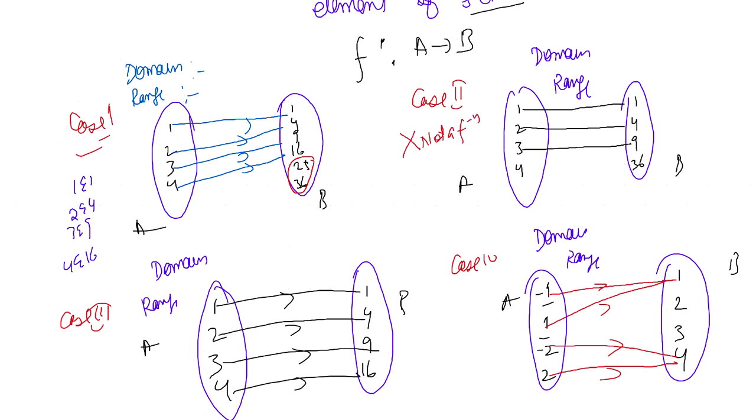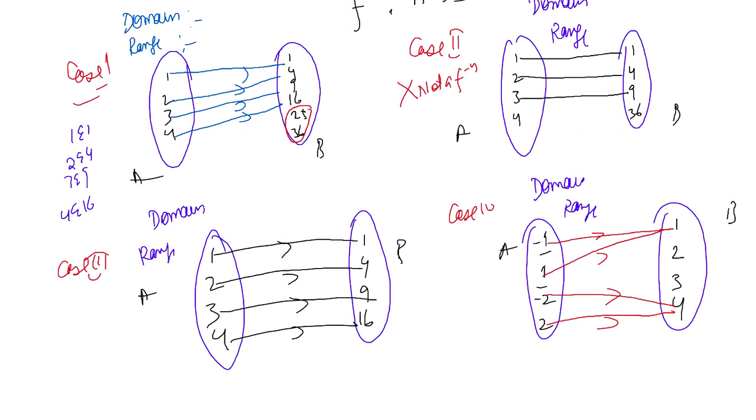Okay, केस 3 में चलते हैं. क्या लिंक्ड है? हाँ. क्या एक से एक लिंक्ड है? Yes, we can say 1 is linked only to 1, 2 is linked only to 4, 3 is only linked to 9 and 4 is only linked to 16. So it satisfies all the categories. So yes, this is a function.